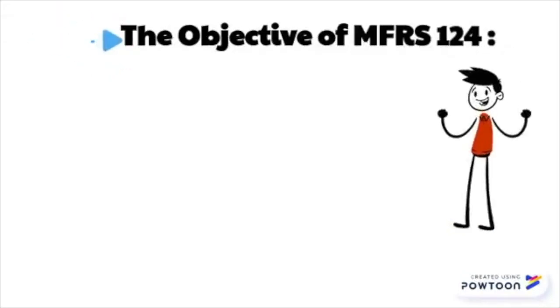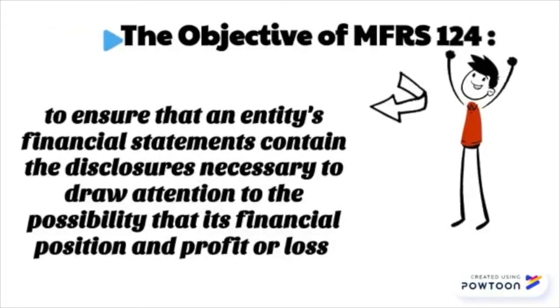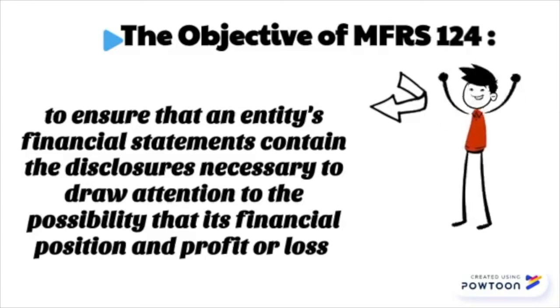The objective for this standard is to ensure that an entity's financial statements contain the disclosures necessary to draw attention to the possibility that its financial position and profit or loss may have been affected by the existence of related parties and by transactions and outstanding balances with such parties.